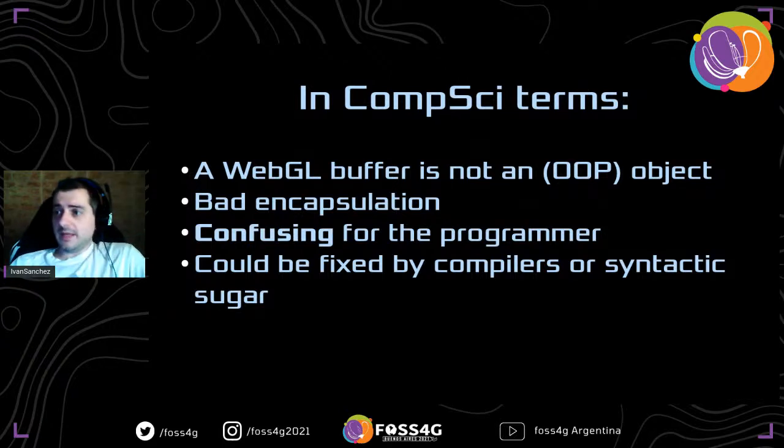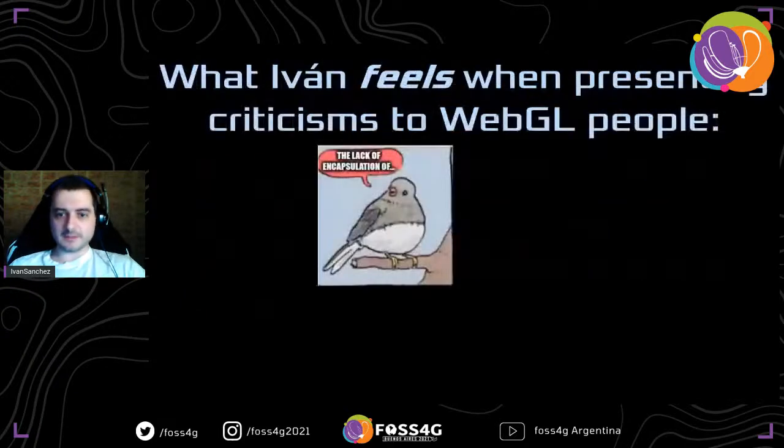It's bad. It's not an object. People in OpenGL books and literature call a buffer a vertex buffer object with the O at the end. And I say, this is not an object. This does not follow any of the object-oriented programming guidelines or concepts. It's incredibly confusing. It's a syntactic sugar problem. It's not a hardware problem or an architecture problem. It's syntactic sugar. A compiler can take care of this.